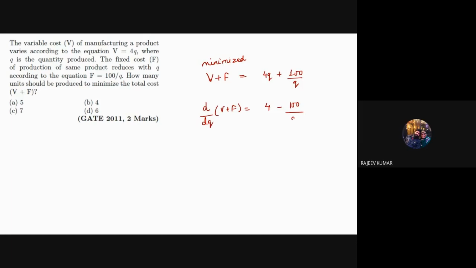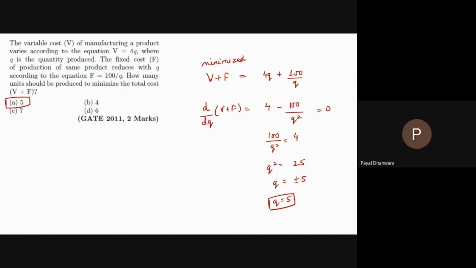n x^(n-1). This is what it will become, right? And this should be equated to 0. So if you equate it to 0, you'll get 100/Q² equals 4. So Q² equals 25, and Q will be plus or minus 5, where the negative choice is rejected. So Q will be equal to 5. So that is the correct answer, 5.